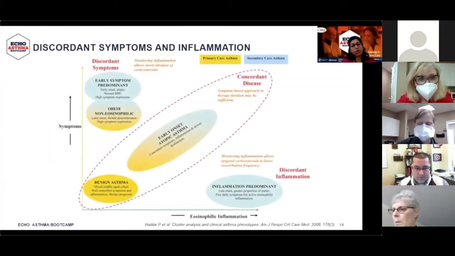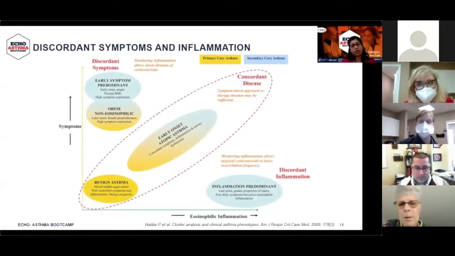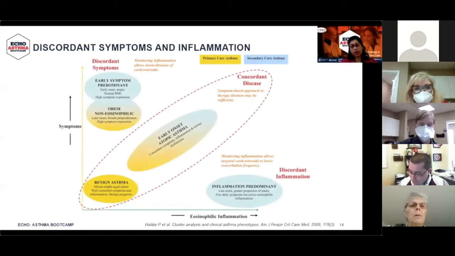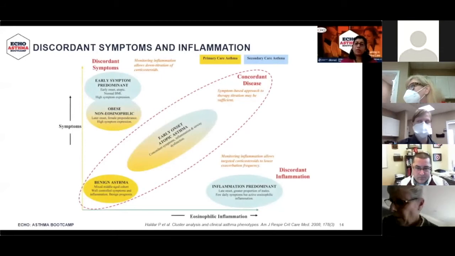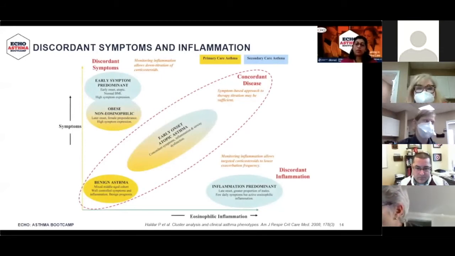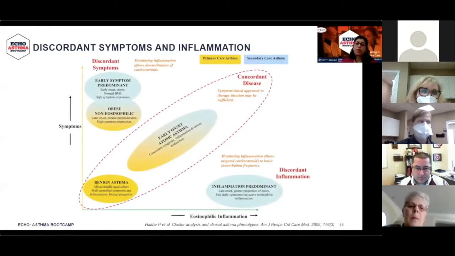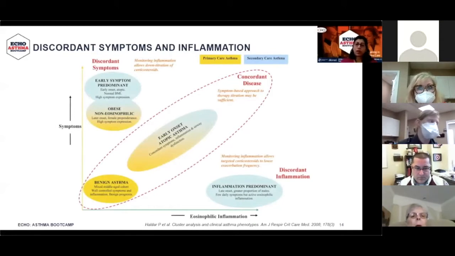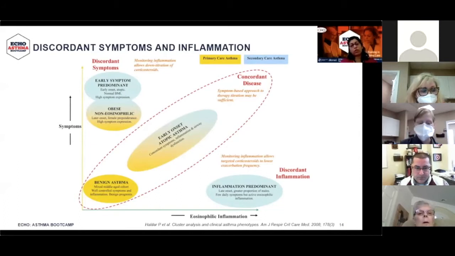The graph below illustrates symptoms on the y-axis and eosinophilic inflammation on the x-axis. Most asthma is concordant disease, such that as symptoms increase, eosinophilic inflammation increases, and symptom-based approach to therapy is often appropriate. These are the patients that are often seen in primary care. These are the patients that respond very well to symptom-based treatment. Allowing increase in the dose of inhaled corticosteroids to achieve adequate symptom control works well in this group. These are typically the patients that are seen in primary care clinic.